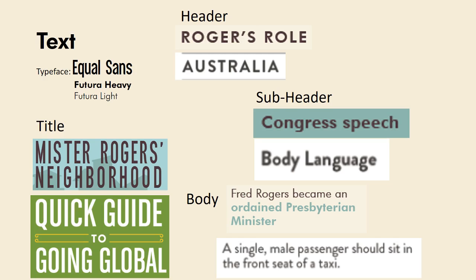Next is my text. My typography uses mostly Futura except for the title, which uses equal sans. I use some precision and identity labels throughout my infographic. My title and headers are composed of all uppercase text, while the body text are mixed case and are used for mainly descriptions. The headers and subheaders use Futura heavy, while the body text uses Futura light.